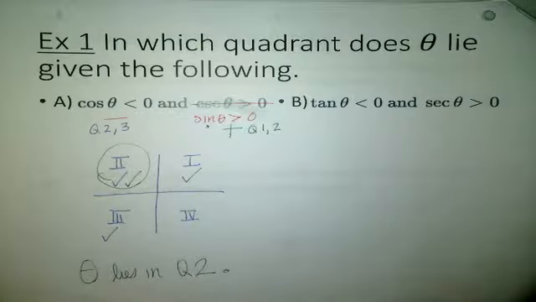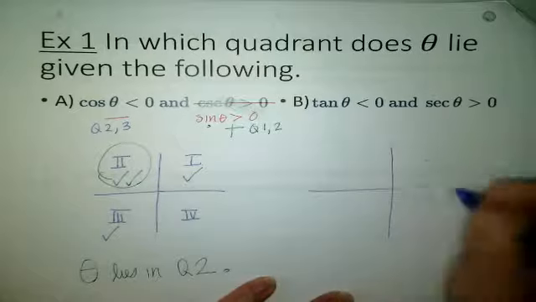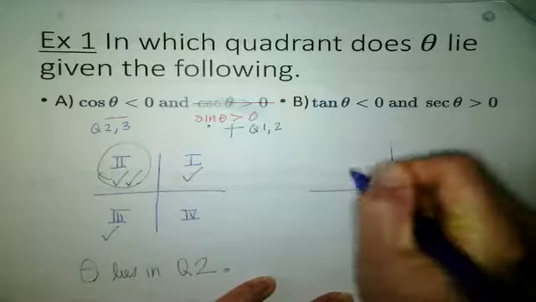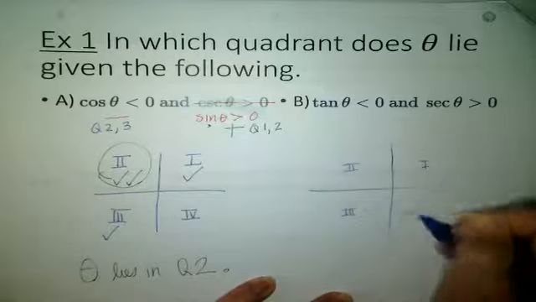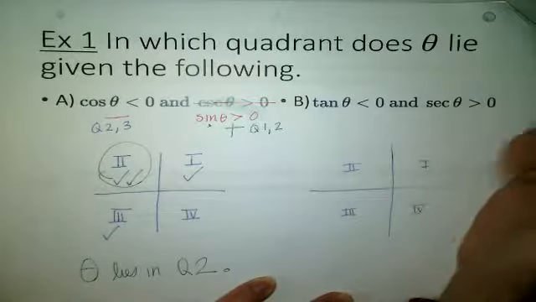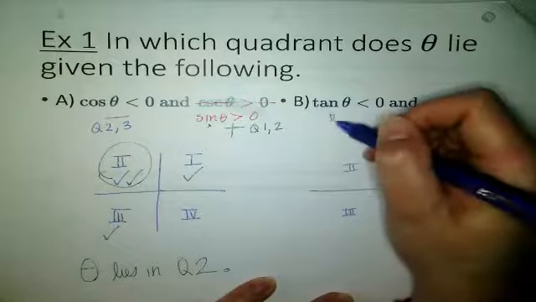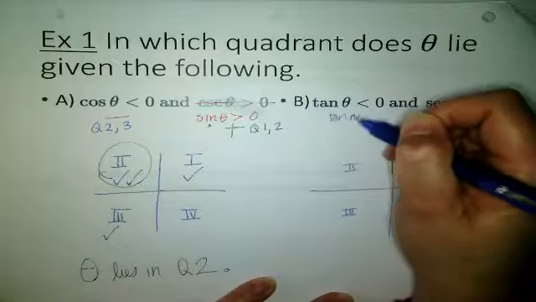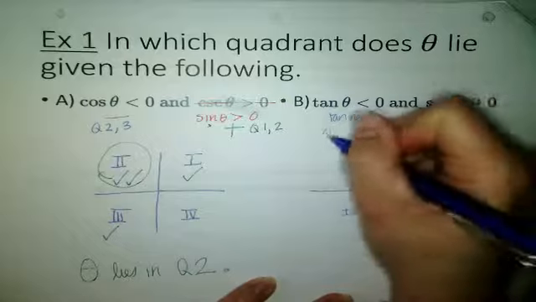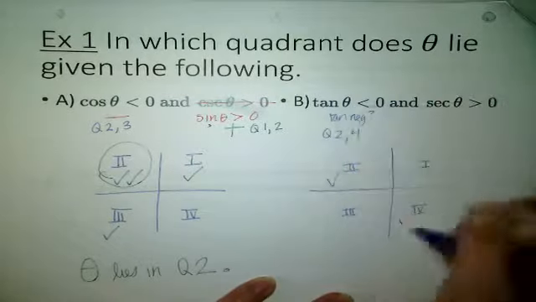All right, let's try again. Quadrant 1, 2, 3, 4. Okay. This says tangent is less than 0. So where is tangent negative? Tangent is negative going downhill. So that's quadrants 2 or 4. So I put little check marks in there.